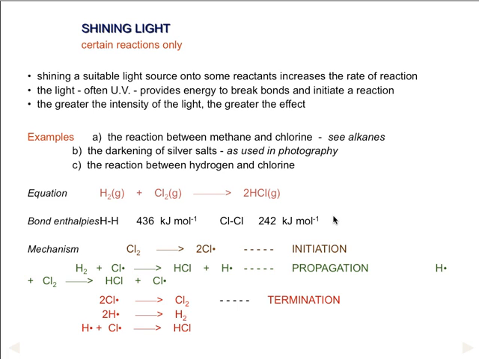Shining a light, this is only certain reactions. UV light sometimes will provide enough energy to break the bond and initiate a reaction, and then the greater the intensity of that light, the greater the effect. And then you can see a process.